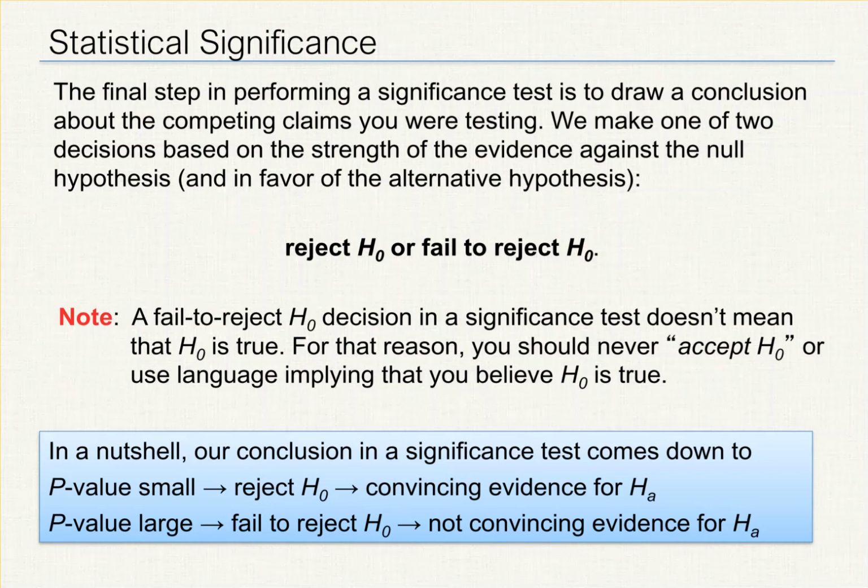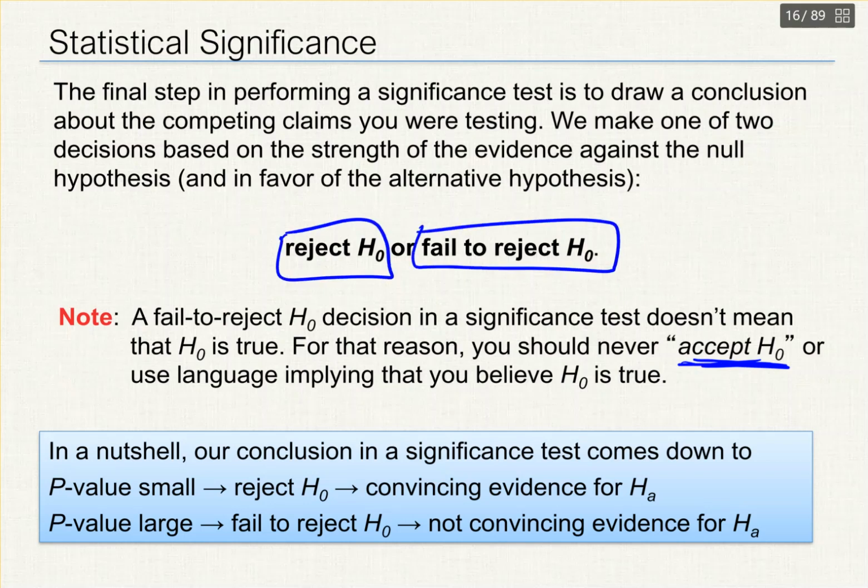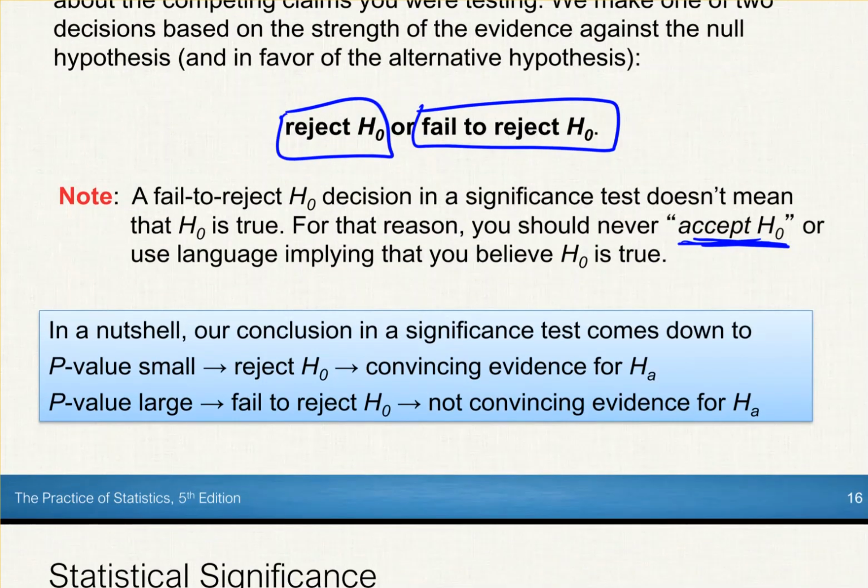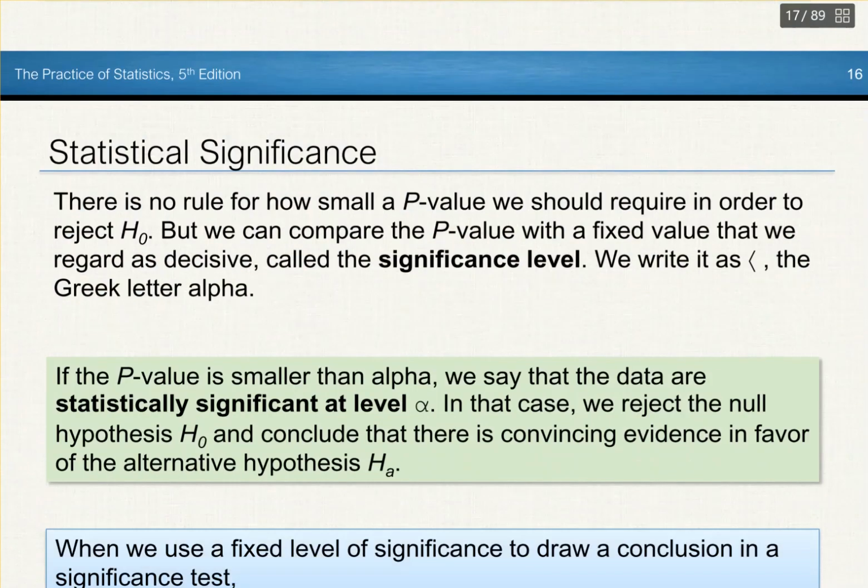Notice, a fail to reject the H naught decision in a significance test does not mean that H naught is true. For that reason, you should never accept H naught or use language implying that you believe H naught is true. So you always say you rejected it or you failed to reject it. Not reject or accept, reject or fail to reject. So if our p-value is small, we reject. If our p-value is large, we fail to reject. Now we'll talk about what small and large mean here in just a second.